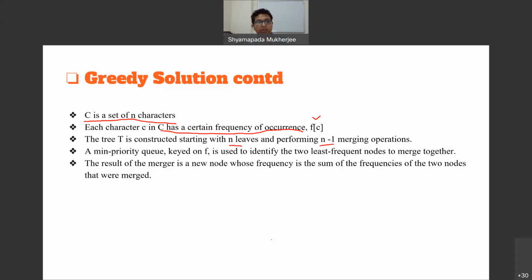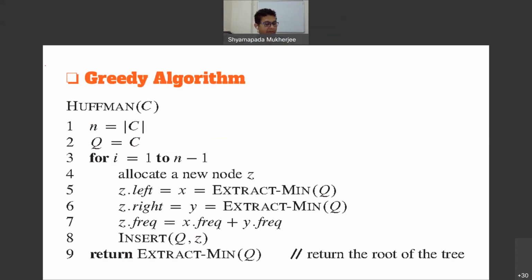So the algorithm is very simple. Huffman code takes C as a set of characters, along with their frequencies given. So n denotes the number of characters. Q is a priority queue where we are inserting the frequencies of all the characters, and the loop runs from 1 to n minus 1.